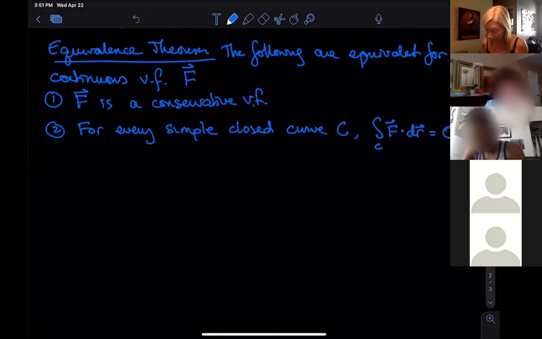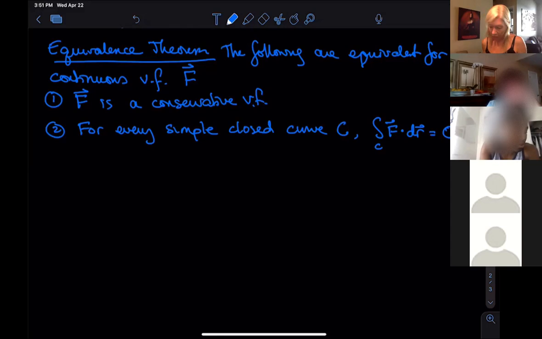Okay, so that's another thing. But also it turns out that it could go the other way. If for every simple closed curve the line integral is 0, then you know it's conservative. You can't really prove that direction by checking, because you can't test every simple closed curve, but in any case, it's true.